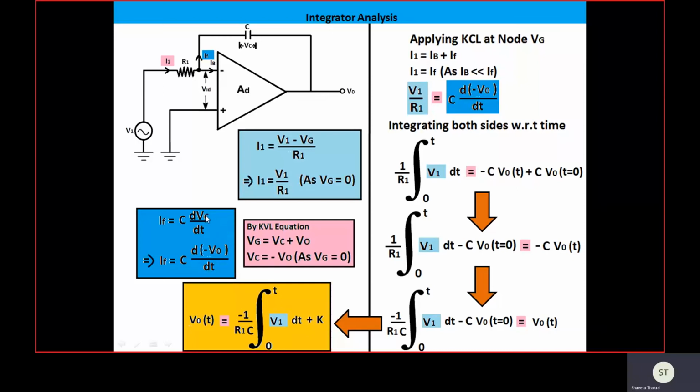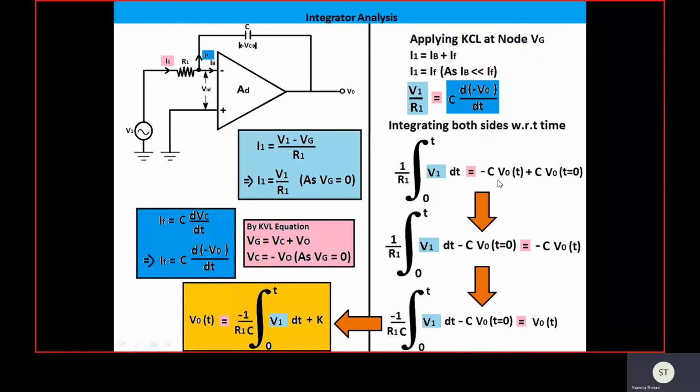So we have Vc is equal to minus V naught. So we can put here Vc as minus V naught, so we get If is equal to C d minus V naught divided by dt. So we are putting here the value of I1 as V1 by R1 and IF as C d minus V naught divided by dt. Now we are integrating both sides with respect to time. So we get here 1 upon R1, integration is from 0 to t V1 dt, that is equal to minus C, because this is a derivative, and when we are integrating, so we get it here V naught with the time limit t and 0. So one time limit we are putting as t and then other as 0.